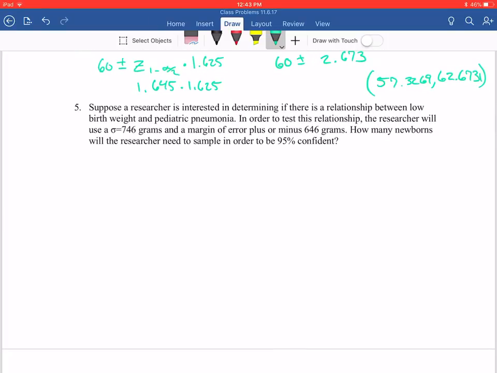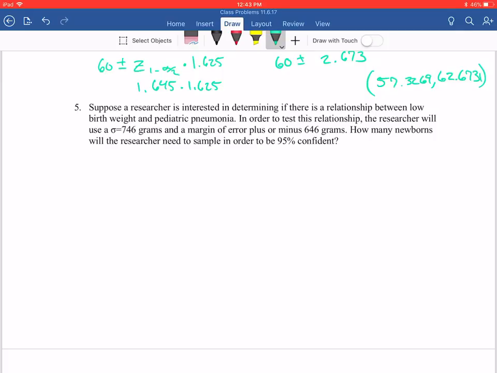Moving to question 5. Suppose researchers are interested in determining if there is a relationship between low birth weight and pediatric pneumonia, and in order to test the relationship, the researcher will use a standard deviation of 746 grams and a margin of error plus or minus 646 grams. How many newborns will the researcher need to sample in order to be 95% confident?